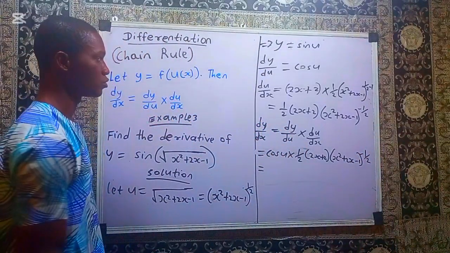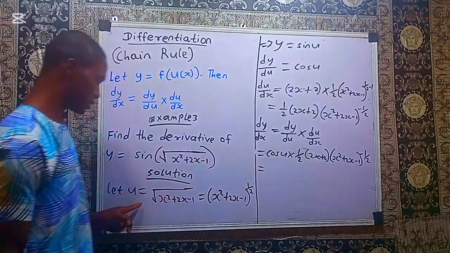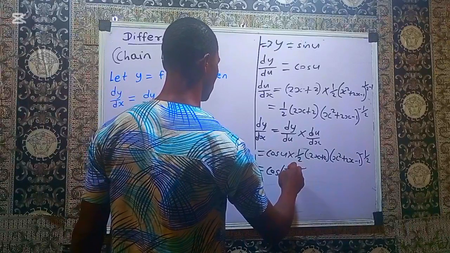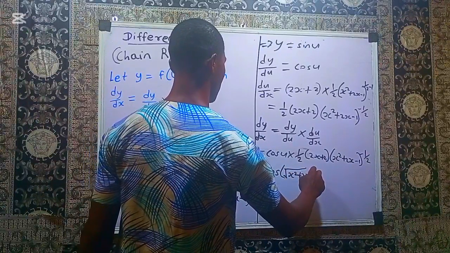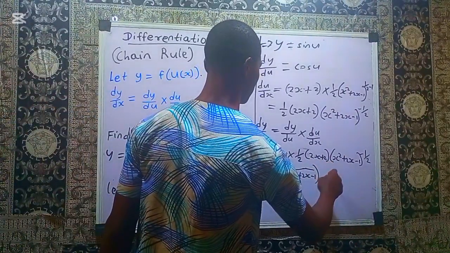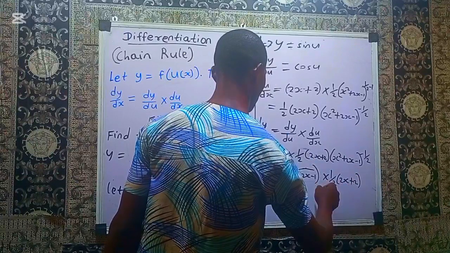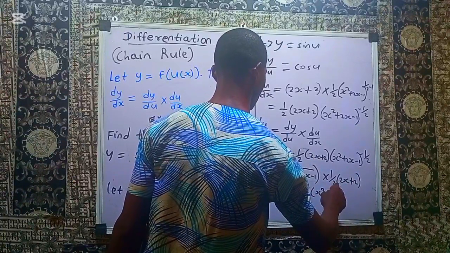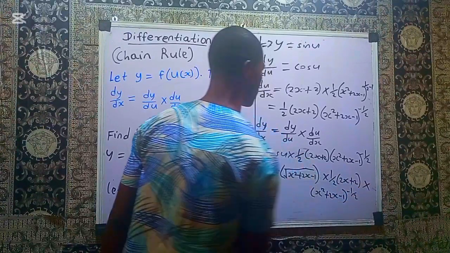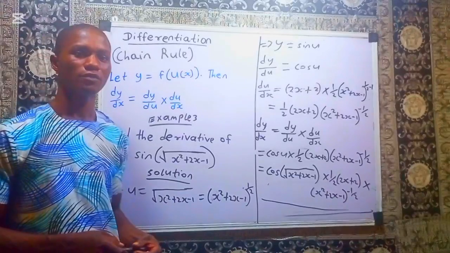So what is u? Look at this. This is our u, right? So we are going to replace u with this. So this will be cosine of square root of x squared plus 2x minus 1, because this quantity is our u. Then multiplying half of 2x plus 2, we have x squared plus 2x minus 1 raised to the power negative half. We have multiplication. So this gives us the derivative of this very function with respect to x.